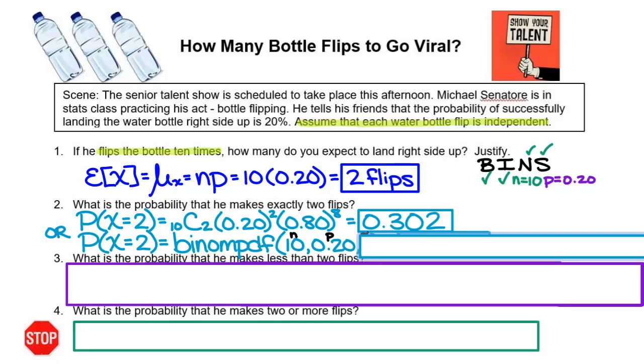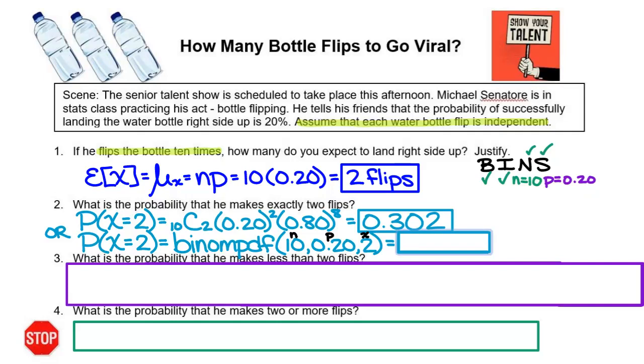I don't care if you put that last 0 on the end. And what else do we need? The x value, which in this case would be 2. I want you guys to pop that one into your calculator. And again, the app won't do the binom PDF, but the graphing calculators in the back will. So if you were using the app for the other one, go grab a graphing calculator from the back so that you can do this.